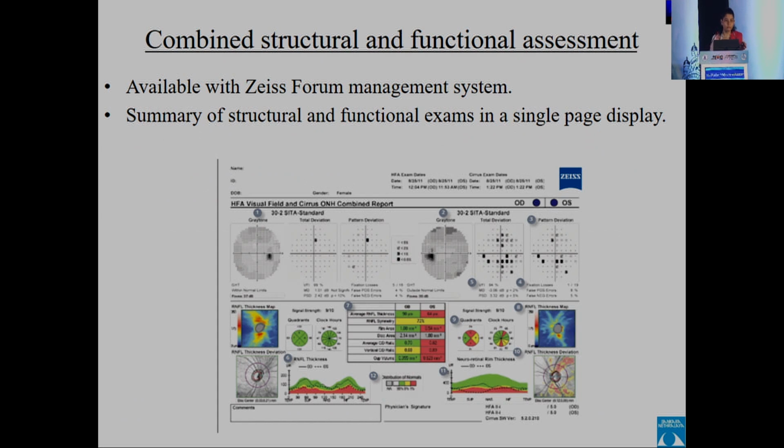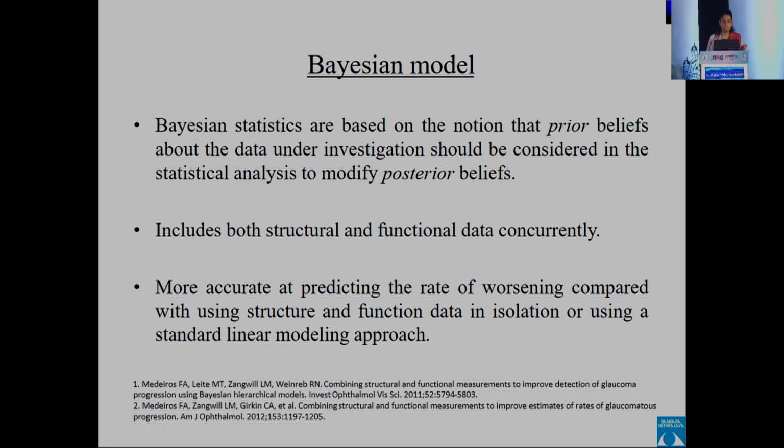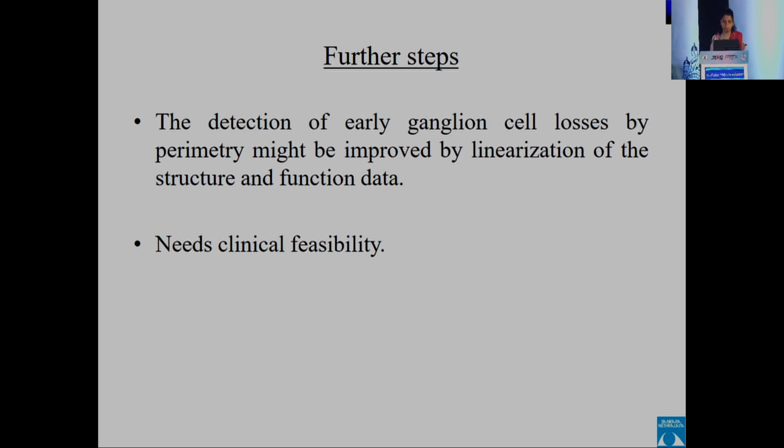Also, Zeiss Forum, no financial interest, has this combined integrated assessment in its system where it integrates the functional and structural test in the same printout where we can assess both of them together and have a better picture of the disease. Application of Bayesian model, which is Bayesian statistics based on prior beliefs and which integrates the newer findings, also integrates both structure and function data concurrently and makes our prediction more accurate of the damage we are expecting and for us to take steps well in time.